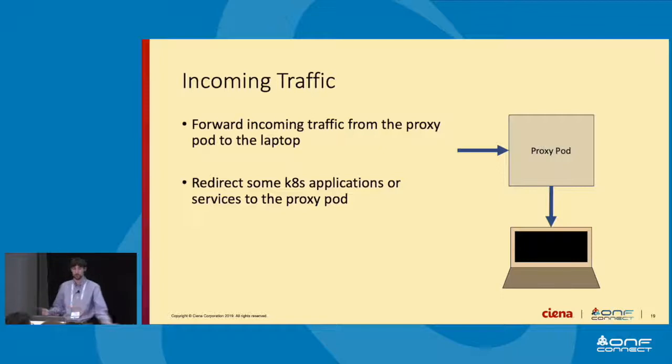Switching gears for the other direction, we have outgoing traffic set up, but we need to set up incoming traffic. So again, there's sort of two things we need to do for this. We need to forward traffic that hits the proxy pod back to my laptop. And then the second thing we need to do is redirect a service or multiple services that are running in the cluster to point to the proxy pod so that the proxy pod can take it to my laptop. Right.